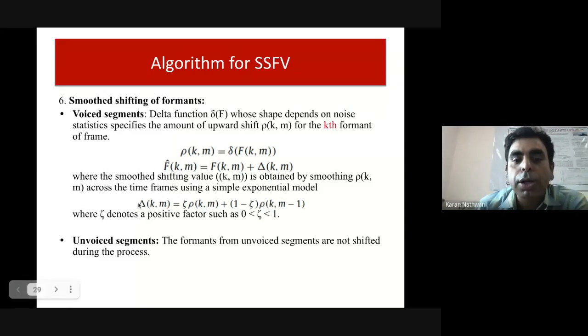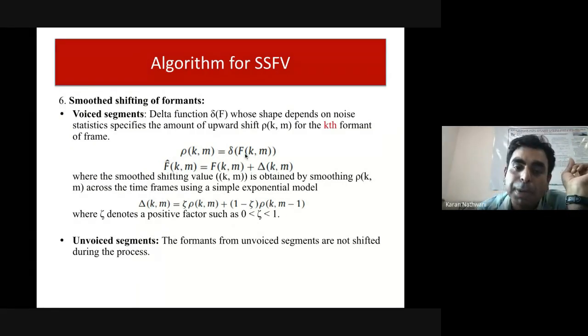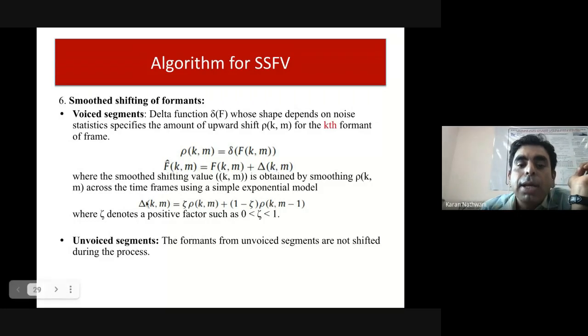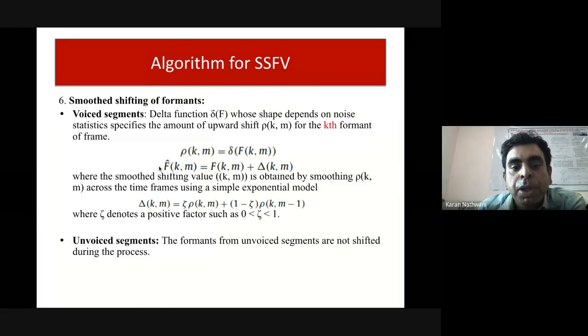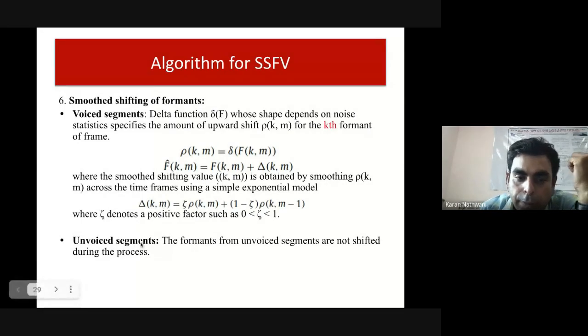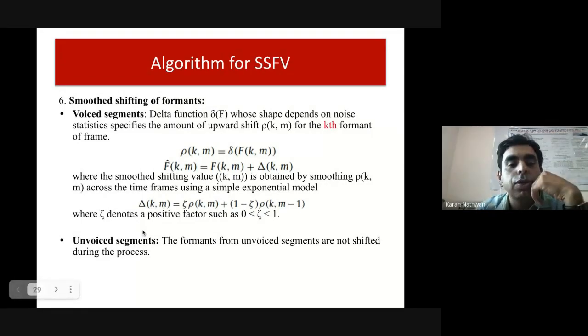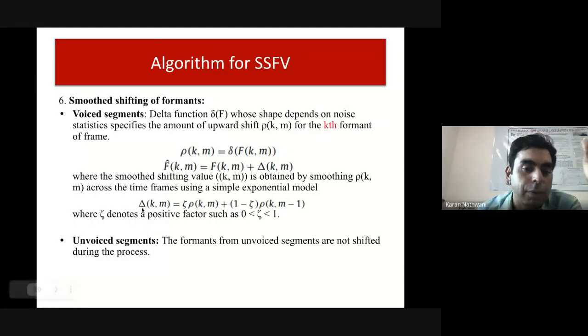So now you got a new delta function, which is different from the one which you have obtained in the previous case. Now that is the smoothed delta function that will be added into the formants. Okay. Now this is how you will get the new shifted formants. For unvoiced segments, as I already told, you may not have to touch upon it because they are unvoiced segments, and that is the hypothesis in this case, that we will not touch the unvoiced segments.